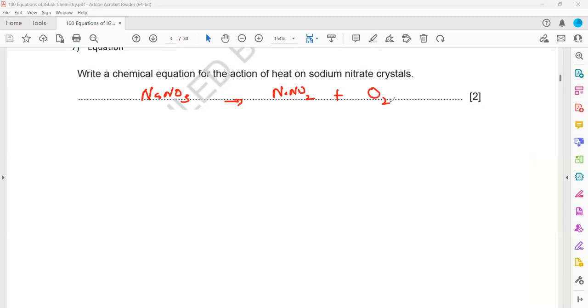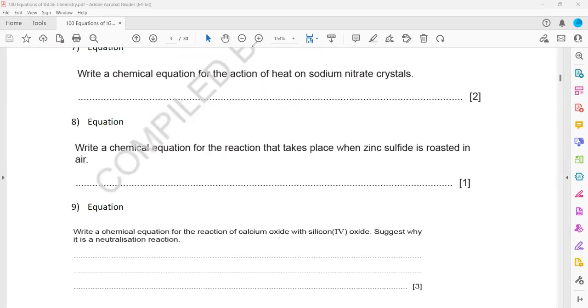Balance this equation. Yeah, 2 here and 2. So the equation is balanced because 6 oxygen: 2 multiplied by 2 is 4, plus 2, 6. Sodium and nitrogen are also balanced. So potassium and sodium nitrate decompose and give metal nitrite plus oxygen. If it was from calcium till copper, it will give metal oxide plus nitrogen dioxide plus oxygen.